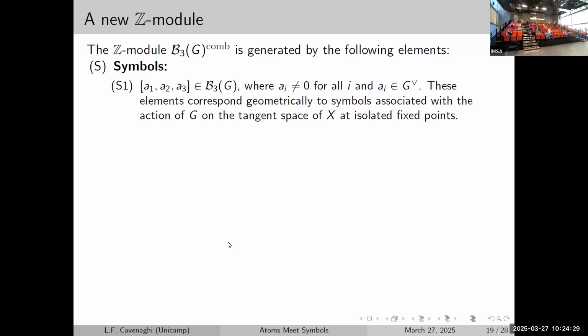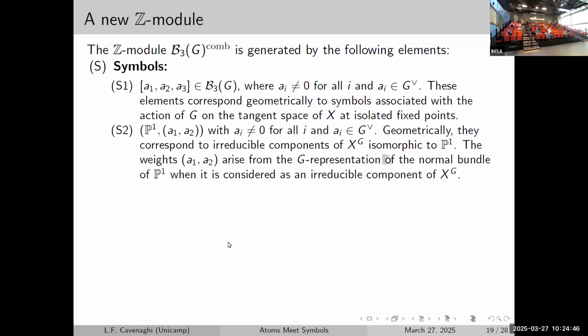But as an entity itself, it exists as a module, and then you can pick these elements, which geometrically will correspond to symbols, like fixed points, whose action on the tangent space gives you those characters. This shall be one generator. Then you're going to take what? The pairs consisting of curves and some characters of the group. This intends to correspond to irreducible components of the fixed point set that are isomorphic to P1, and the numbers appearing shall be the characters for the representation on the normal bundle.